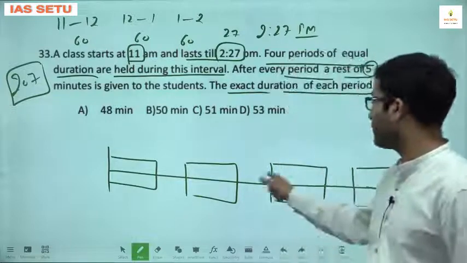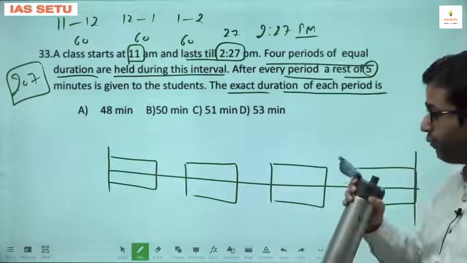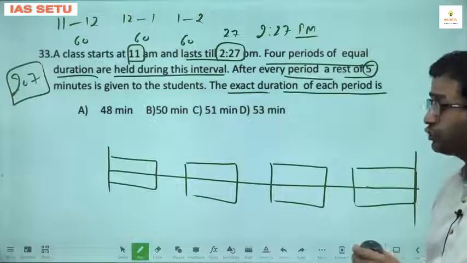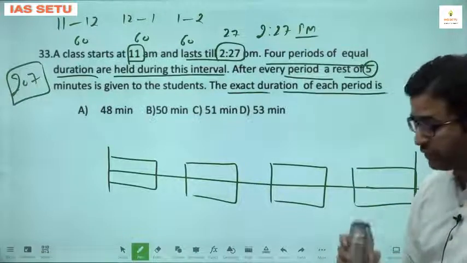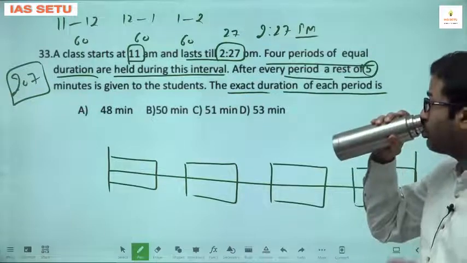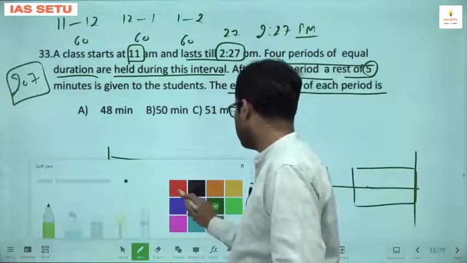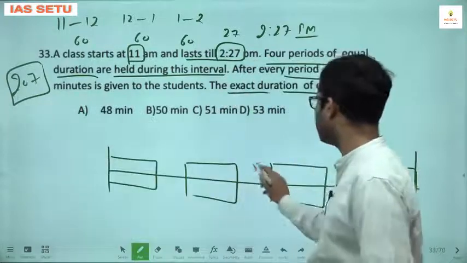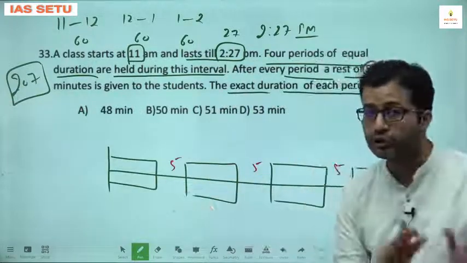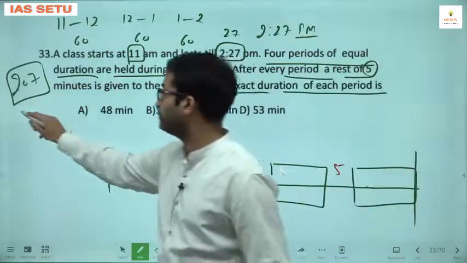So there are 4 periods and 3 gaps. 3 gaps of 5 minutes. So the gap duration in total becomes 15 minutes. Step number 2. So this is 5 minute gap, 5 minute gap, 5 minute gap. Total gap duration becomes 15 minutes.